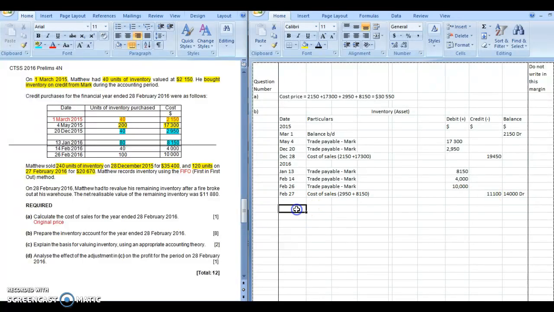So don't forget to have a closure. March 1st. Another balance brought down of 14,000. So that's about it for the inventory account. We'll answer part C and D in the next video.